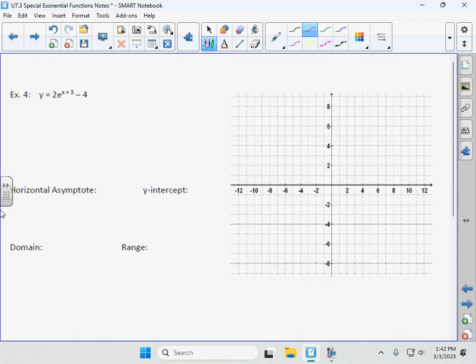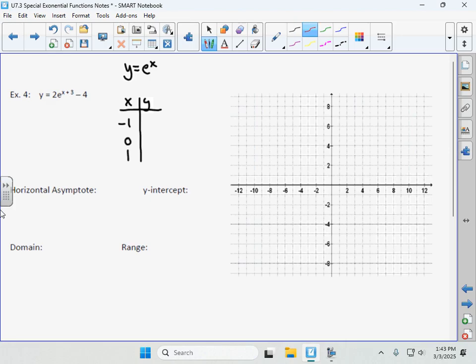All right, example 4. y equals 2 times e to the x plus 3, minus 4. So again, make our xy table. Our parent function is just y equals e to the x power. Again, we're going to use -1, 0, and 1. Plugging those in for x, they're going to be the same y values that we did on the previous problem. You don't have to memorize those y values because you can just plug -1, 0, 1 in for x and get the y values.